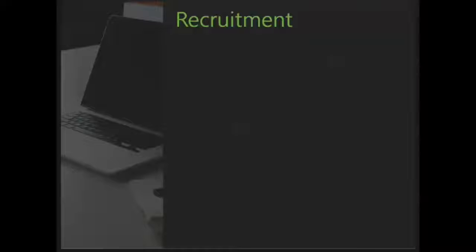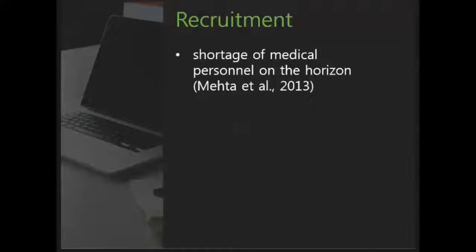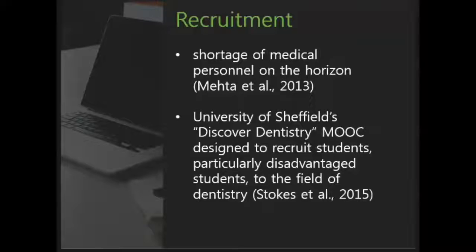According to a study by Mehta and Associates in 2013, there is a shortage of medical personnel on the horizon. So for this reason, schools like the University of Sheffield in the United Kingdom are trying to recruit students, particularly disadvantaged students, to the field of dentistry.